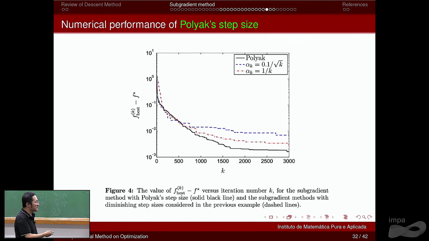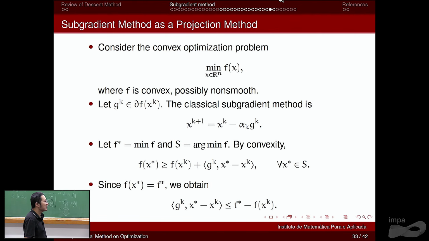Okay, and this is the analysis. This is a numerical result about the Polyak step size, and we can see the black one is the Polyak step size, okay, and we can see it performs better than the square summable and the diminishing step size, okay. And actually we can also consider the subgradient method as a projection method, okay.